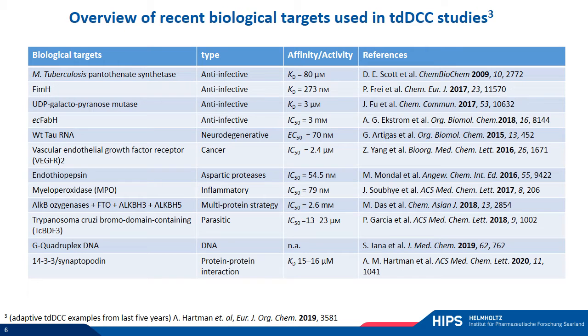Even though the reaction scope is limited, the target-directed DCC approach is used to identify hits for several important therapeutic targets. Here is the overview of recent biological targets used in DCC. These biological targets include anti-infectives, neurodegenerative, cancer, inflammatory, parasitic, and DNA, as well as protein-protein interaction targets. Nonetheless, to the best of our knowledge, the use of target-directed DCC has been limited to the initial hit identification process.